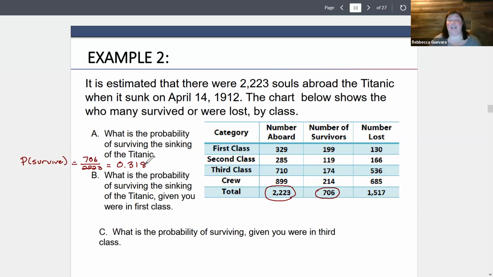However, depending on what class you're in, your odds changed a little bit. We want to know, what's the probability of surviving the Titanic given you were in first class? So probability you survive given you're in first class. Remember, this means I need the probability of surviving and being in first class, which we have right there. And this is going to be over the probability you were in first class, because that is what goes on the bottom.